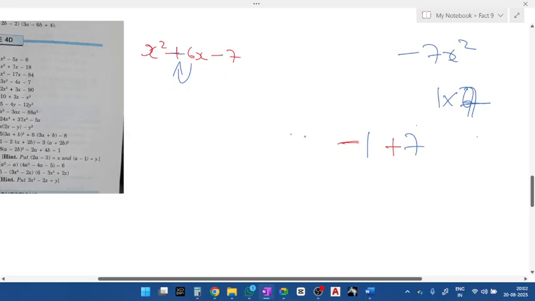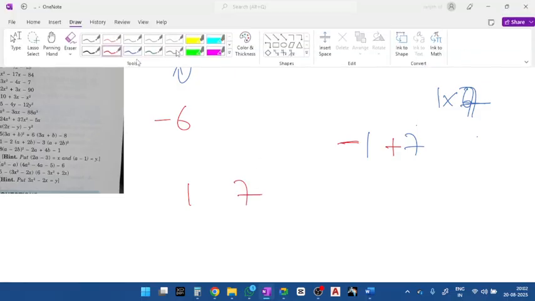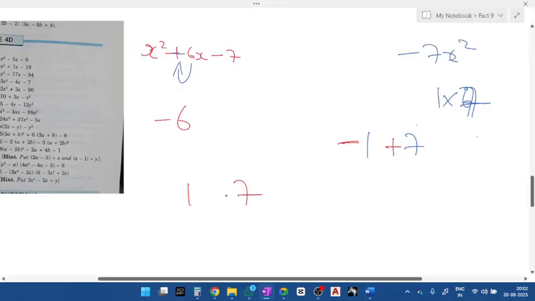So don't try all the combinations. For example, minus 6 is given. Now tell me which sign should I put before 7? Before 7 minus. Before 1, plus. So what is plus into minus? Plus into minus is minus. Which is greater, 1 or 7? Getting minus 6. Understood? So whichever has the middle term, greater value, put that sign for the greater value.